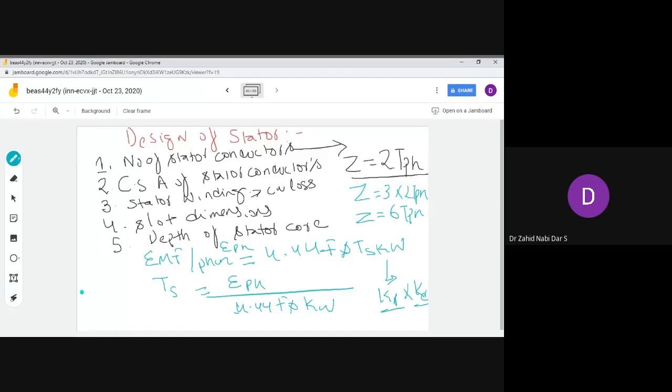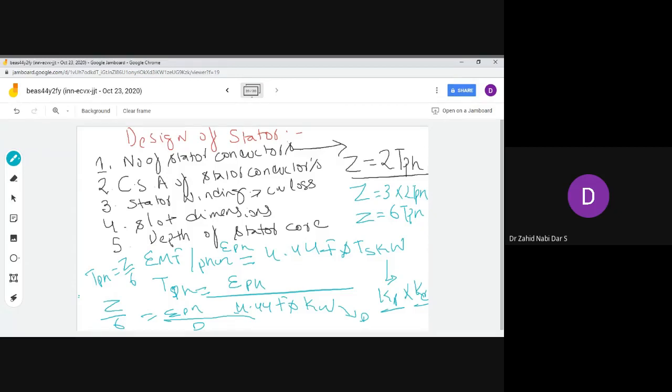Z is equal to 6 times T phase. In other words, T phase is equal to Z by 6. Now if you want to calculate Z here, we can substitute Z by 6. So this would be E phase over the same denominator; let this be the denominator, I will not repeat it. This is how the terms of the stator conductor are related.